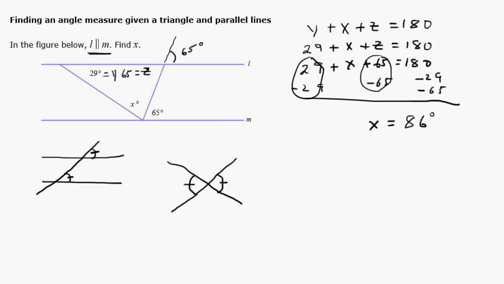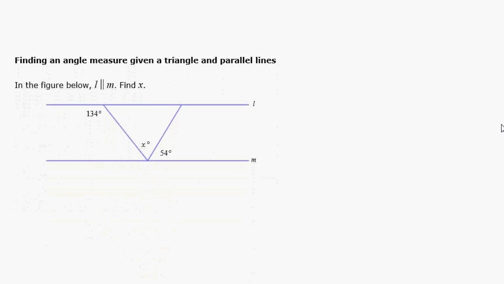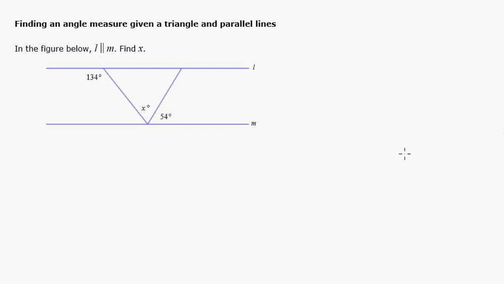Okay? Alright, let's see if we can do another one real quick. Here's one, it's got an extra little twist on it. We want to find x. The same way we did the last one, this is 54 right here. So that means this angle here is 54. If this angle is 54, because these two lines cross, this angle is 54.